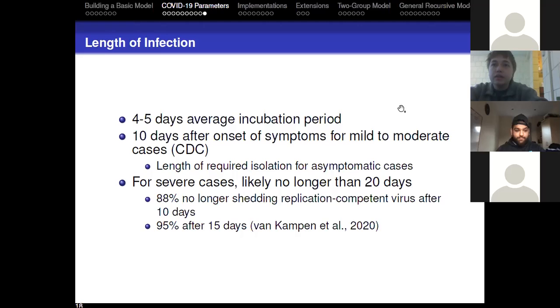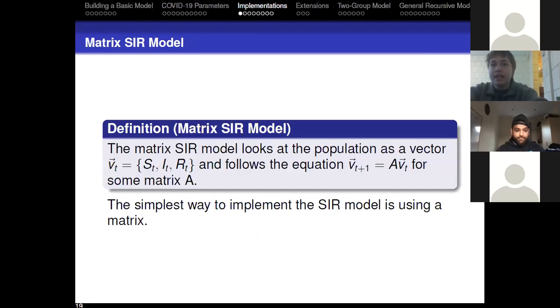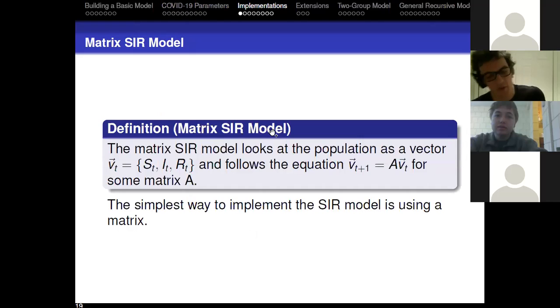Next slide. Now Clayton is going to talk about more specific SIR model things. Yeah, so that's where we get the coefficients to run the model. I'm going to talk about how we actually can implement this SIR model.